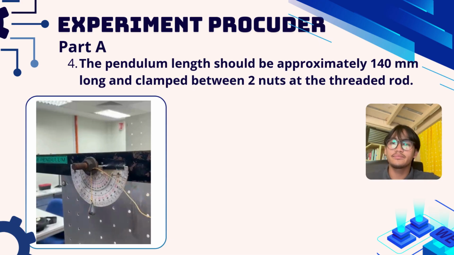Then this step will be repeated again, but this time we are using angles of 20 degrees and 30 degrees. And lastly, we are going to do the same thing for plumb bobs B and C.